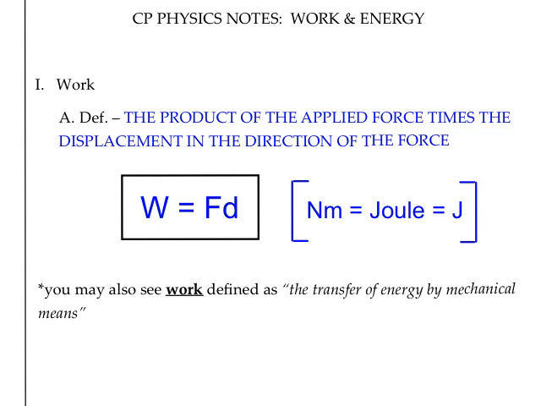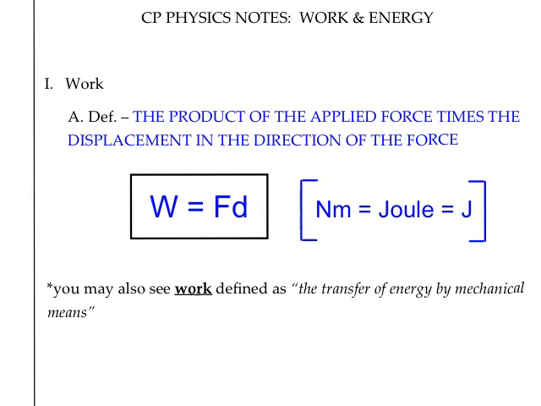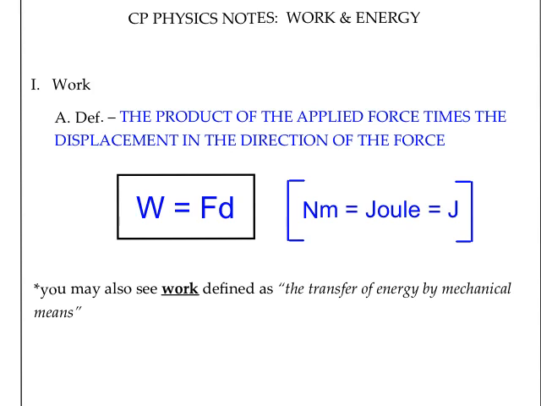So let's get started. As you can see, the definition for work is the product of the applied force times the displacement in the direction of the force. Now, you've had all of these concepts before. We've talked about applied force and displacement, and hopefully you'll see that the direction is really important. So that means that work is going to be a vector quantity. So I'm going to go ahead and draw in the vector notation in our equation. So work is going to be force times displacement, and all three of those things are vector quantities.